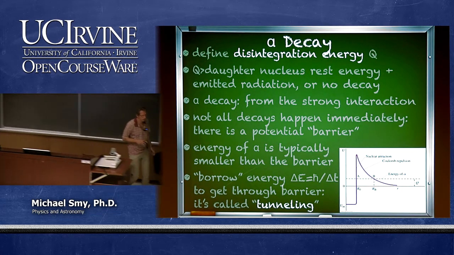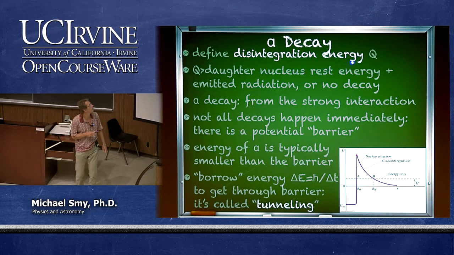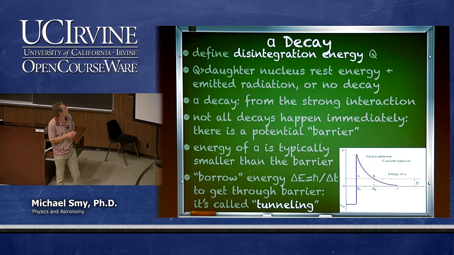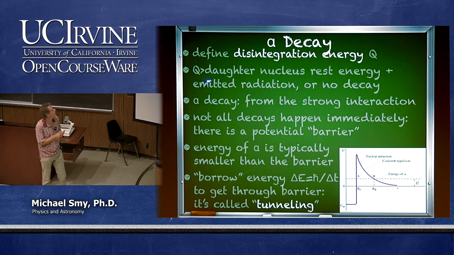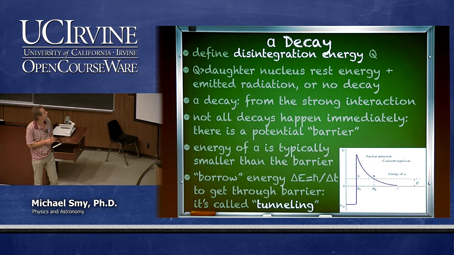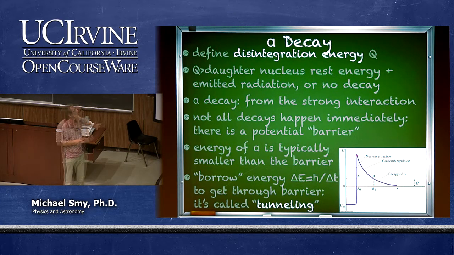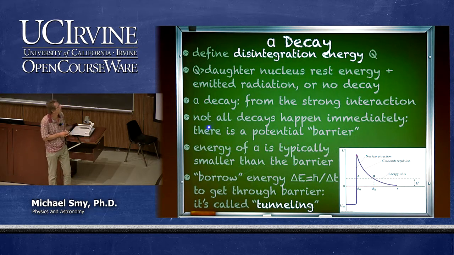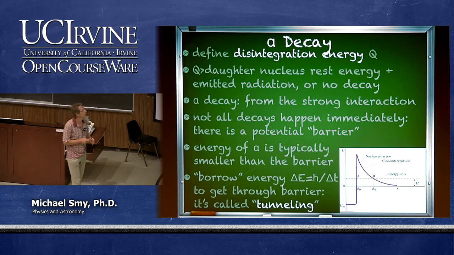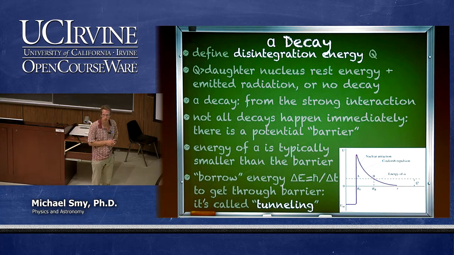Now that we have defined this disintegration energy, or the Q value, we observe that, of course, the Q value has to be bigger than the daughter nucleus rest energy plus the emitted radiation. Otherwise, that process doesn't happen. So if for some reason the Q value is too small, then no disintegration will happen. The alpha decay is governed by the strong interaction because it's basically just the ejection of a part of the nucleus. But not all of those alpha decays happen immediately.